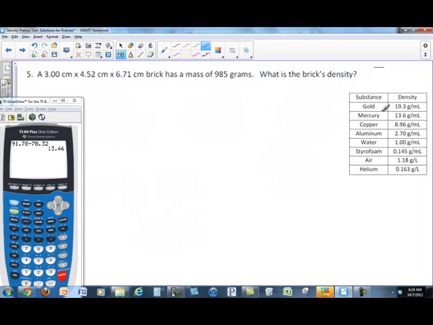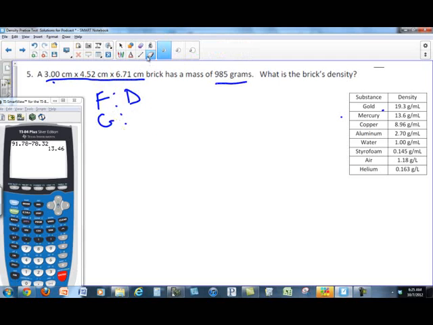Okay, for number 5, we have a brick with these dimensions and a mass of 985 grams. We want to find the density, so we're trying to find density, and we are given mass. Let me erase that more cleanly. Alright, we are given 985 grams, and we also have length, width, and height information. So I'm going to use that length, width, and height.